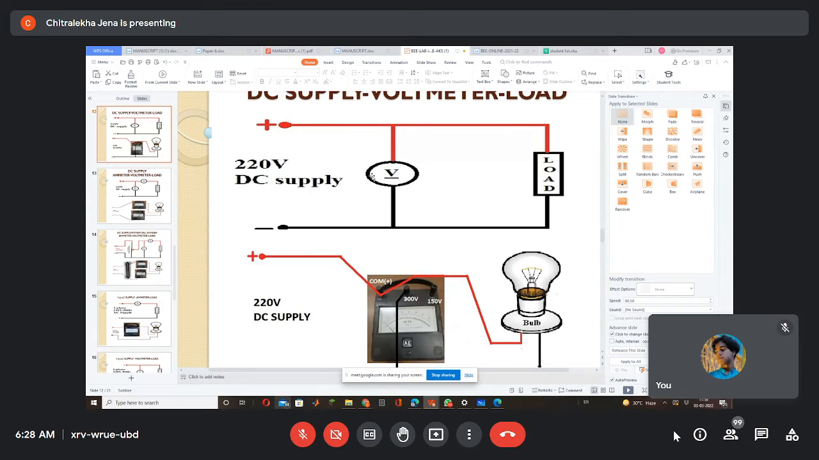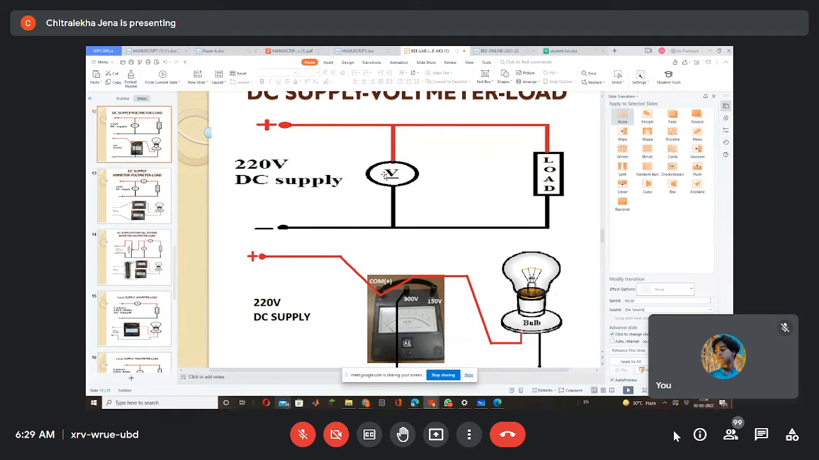Clear? Yes, ma'am. In the simulation, you will be using the multimeter. Don't worry. Tell me, you are asking some question. Ma'am, in class 12th, I remember that a voltmeter has very high resistance, so it cannot be connected in series. So in case of a multimeter, if it is connected in series, then how will the current pass?